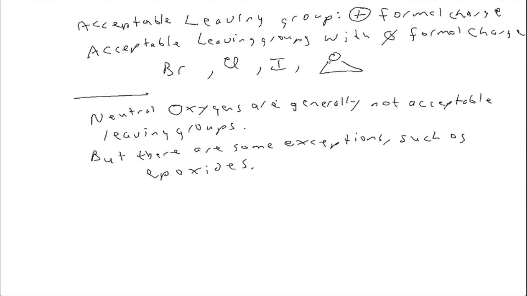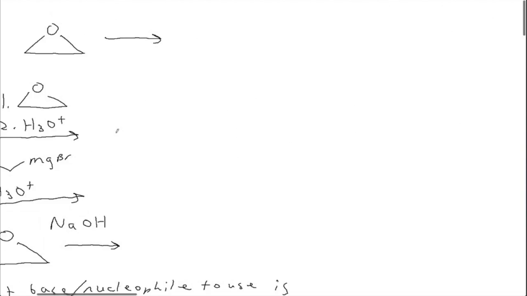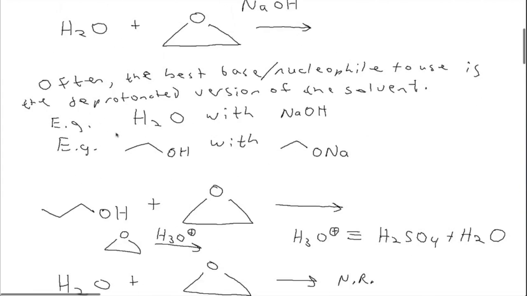We talked about one case where we learned something about epoxides today. Epoxides have an acceptable leaving group because of their ring strain. We reviewed how neutral oxygens are not. Neutral oxygens are poor nucleophiles. That was important as well.